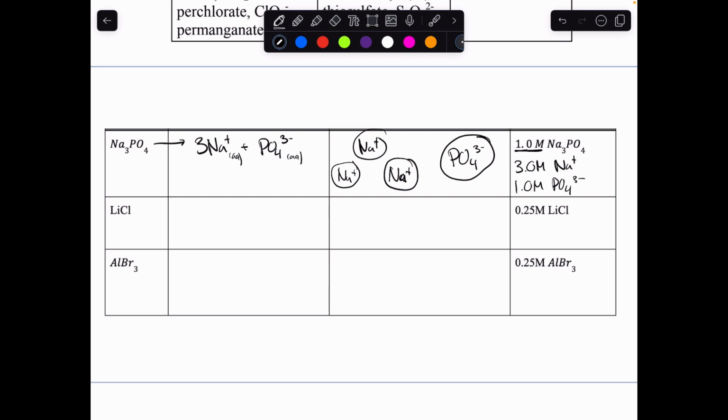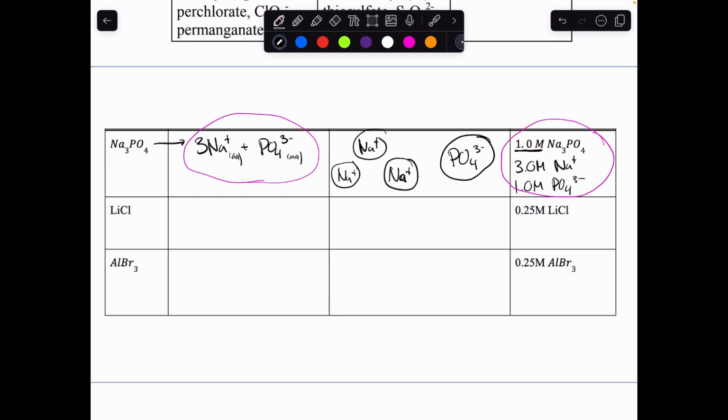Go ahead and you can have 1 smiley face. If you got this right, you can have a 2nd smiley face. All right, let's do the next one.